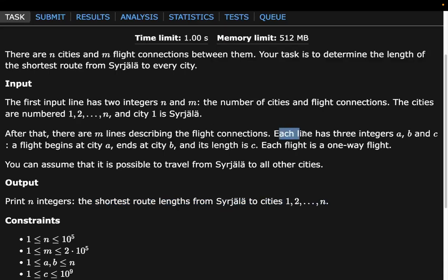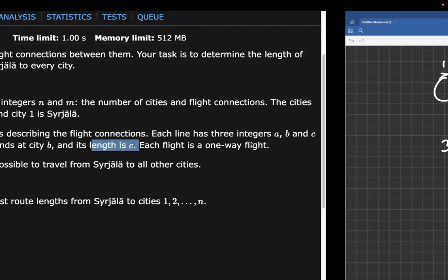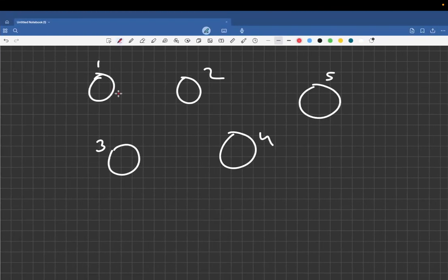M lines describing the flight connection. Each line has three integers a, b, and c. A flight begins at city a, ends at city b, and its length is c. This means you have flight connections between different cities. Let's suppose there is a flight connection between 1 and 3, and a length is given, the length of this flight. Suppose it is from 1 to 3 and the length is 5, and it is a one-way flight. It's not that you go from 3 to 1 and the flight exists from 3 to 1 as well. It is only a one-way flight. You can go from 1 to 3 and the length is 5.